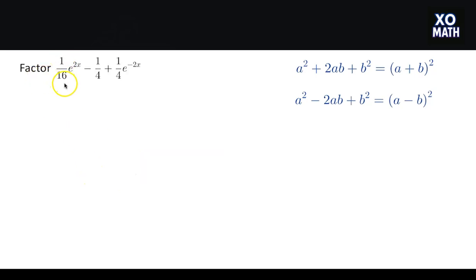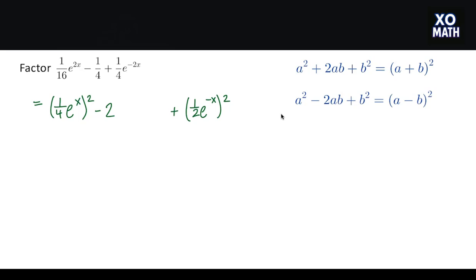And now let's factor 1/16 e to the 2x minus 1/4 plus 1/4 e to the negative 2x. So this is going to be a perfect square trinomial. It's going to end up looking like this bottom form here since the middle term is negative. Let's confirm it by rewriting the first term as 1/4 e to the x, all squared. And then the last term is going to be 1/2 e to the negative x, all squared. So this is a squared, this is b squared. Let's confirm that the middle term is going to be minus 2ab.